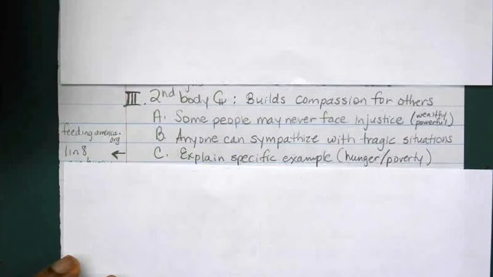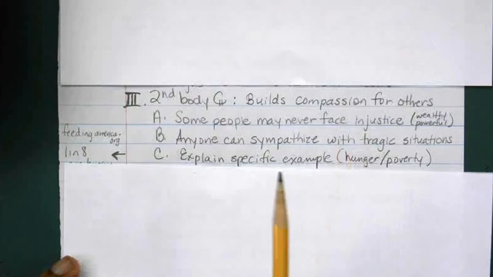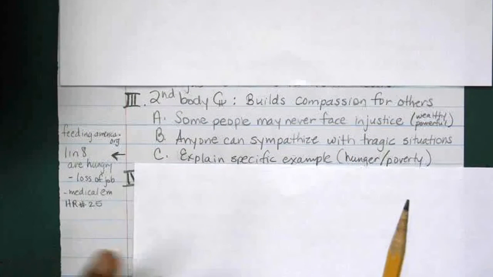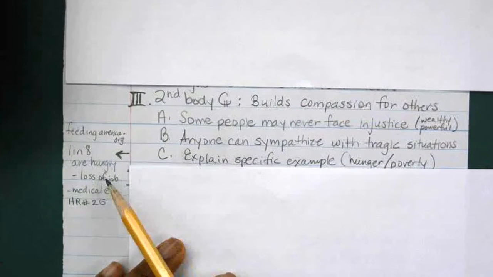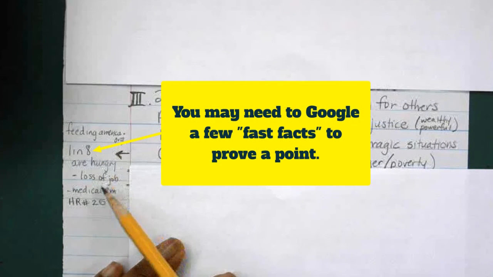And then I'm going to use one very specific example that I personally learned about. We didn't learn about this in class, so you can't use this example. But I personally have been learning about how hunger and poverty is still really prevalent in the United States. And I'm going to use that as this idea of building compassion for others. And as a side note, I do want you to know that I Googled a few fast facts on this idea of hunger in America, and so I wrote a few facts over here that I can work into my paper.